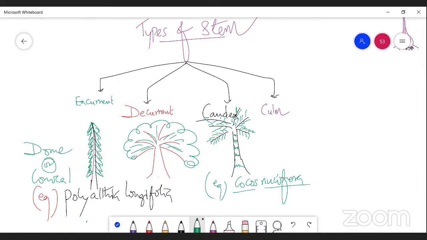Cocos nucifera is the binomial name of the coconut tree. In that you can see this kind of tree, this kind of stem.